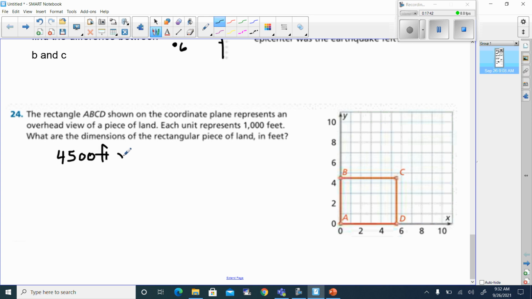And then I'd have to multiply that, because it's dimensions, they're not asking for the area, by 5.5, which would be 5,500 feet. Okay? And I guess that would be my answer, because they never asked me for the area at all. So 4,500 feet by 5,500 feet, or you might have 5,500 by 4,500. It doesn't matter if you switch these around. All right, that's all the ones I had to do. You guys got the rest, and I'll see you in class.